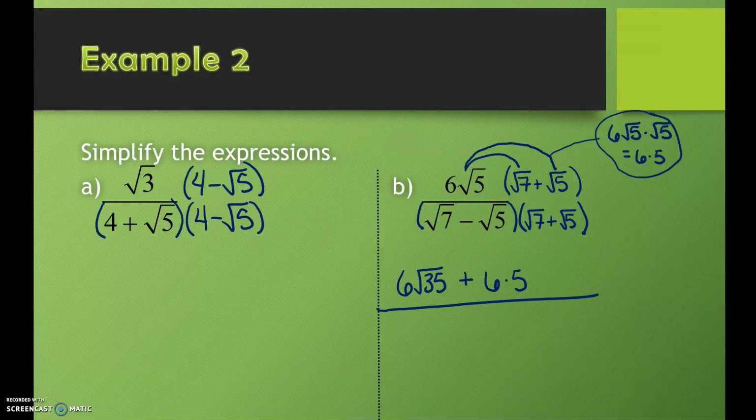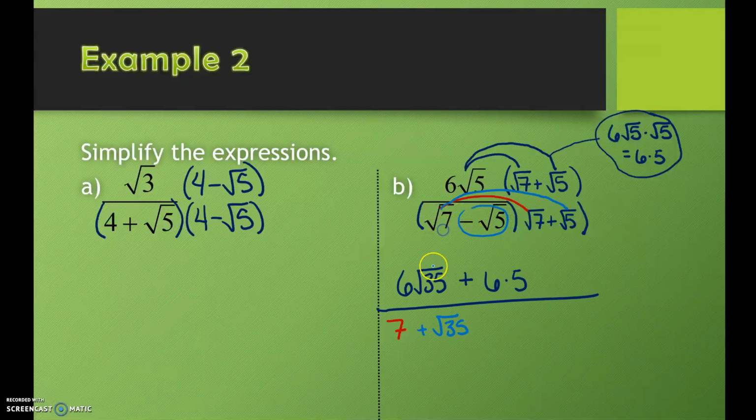On the bottom, let's double distribute. Square root of 7 times square root of 7. Square root of 7 times square root of 7 is square root of 49, which is 7. Remember, a square root times itself is just that number. So square root of 7 times square root of 7 is 7. Next, square root of 7 times square root of 5 is positive square root of 35.